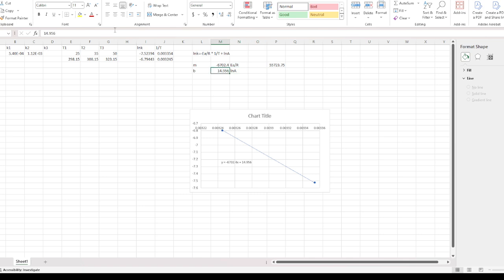Plus I did 298.15. If I change those values, let's see how much it changes this. 298 and 308. So this becomes negative 6695. And what do you know? Because I used 298.15, it changed my values ever so slightly, because I didn't use the proper one.